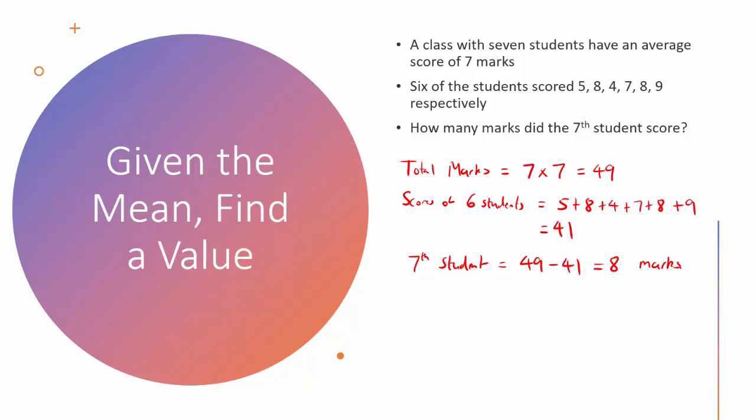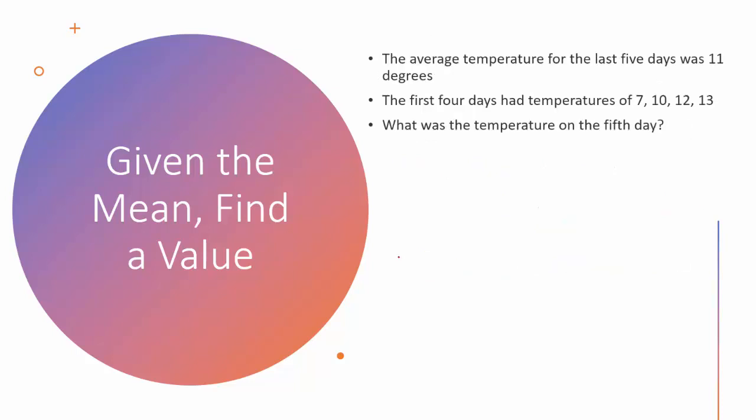Okay, so let's try another one of these. So the average temperature for the last 5 days was 11 degrees. The first 4 days had temperatures of 7, 10, 12 and 13. What was the temperature on the 5th day? So similar to last time, we're going to find the total of the temperatures.